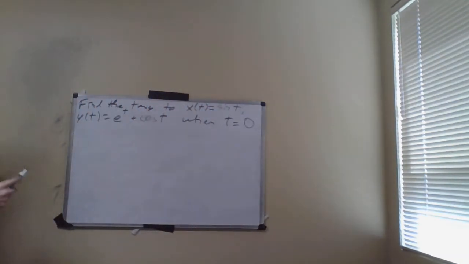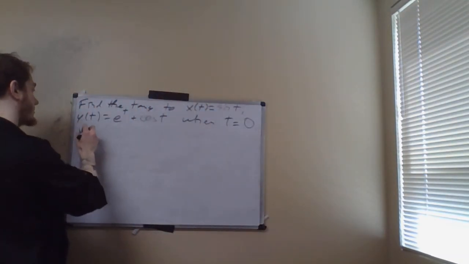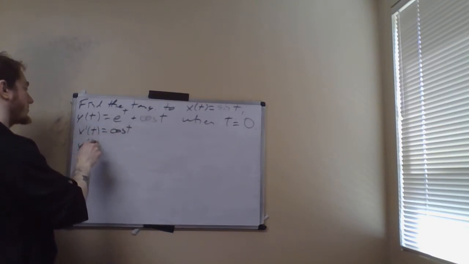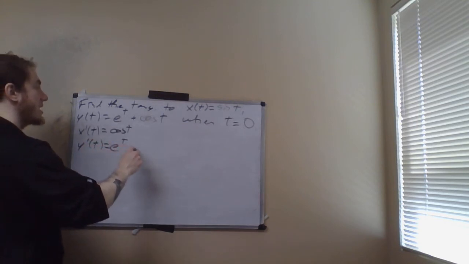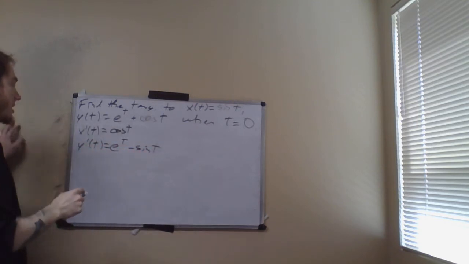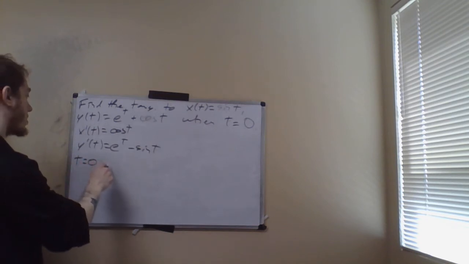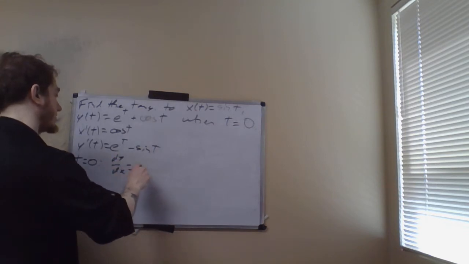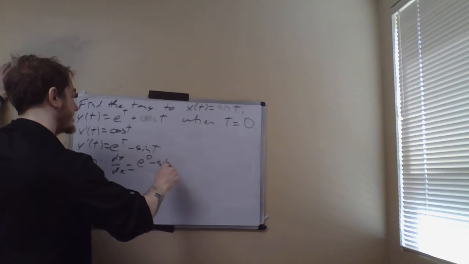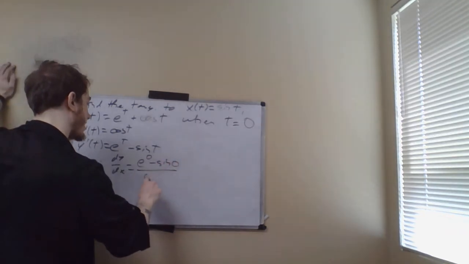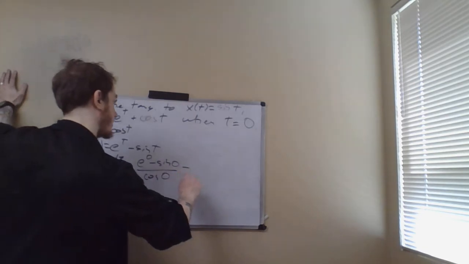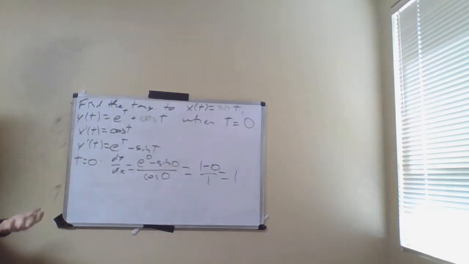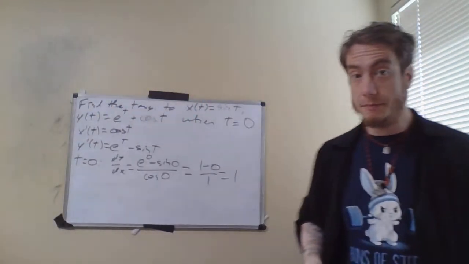So let's see if we can work this together then. x prime of t is going to be equal to the cosine of t. y prime of t is going to equal e to the t minus the sine of t. Now, when t is equal to 0, what we're going to get is that dy over dx is going to be e to the 0 minus sine of 0 divided by the cosine of 0. Well, this is just 1 minus 0 over 1, which is equal to 1. So this tangent line is going to have a slope of 1.